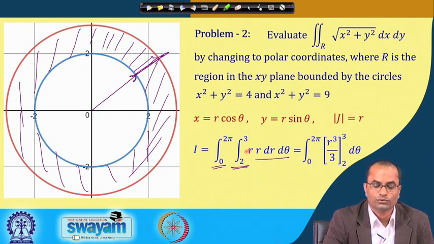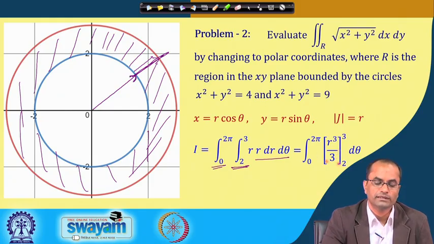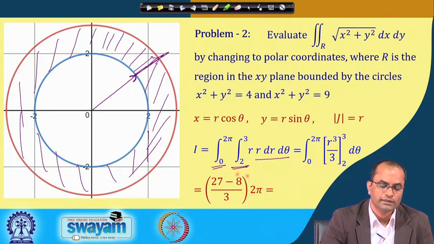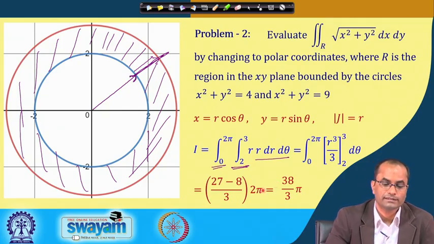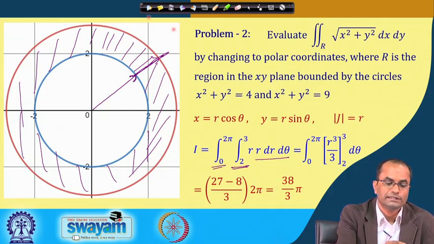As 0 to 2 pi, here r is squared, so that will give us r cube by 3 with limits 2 to 3, which we can simplify, and we will get 38 by 3 into pi as the value of this integral.